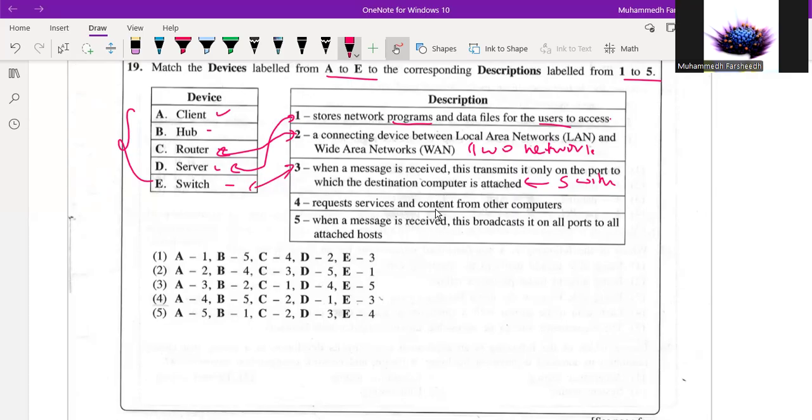Request service and content from other computers. This guy is not giving services; this guy is requesting services. Of course, that's going to be the client. And finally, messages it broadcasts to every device, which is the work of a hub. So A is for only this one, I think. B is 5, yes. C is 2, that's correct. D is 1, that's correct. E is 3. Not a good mix here.